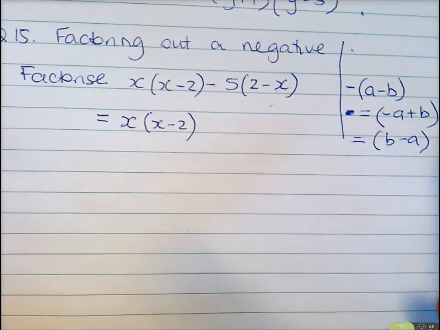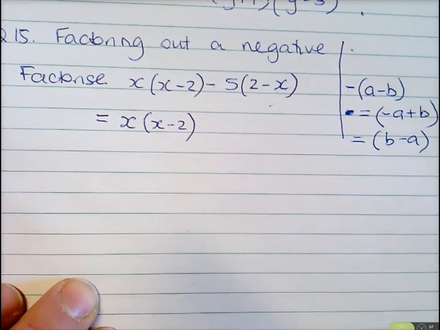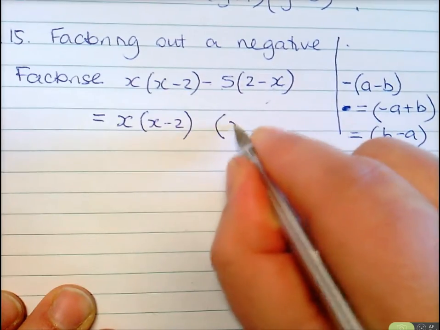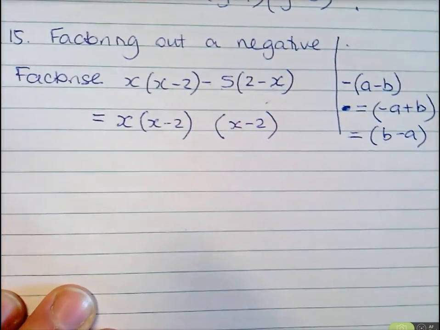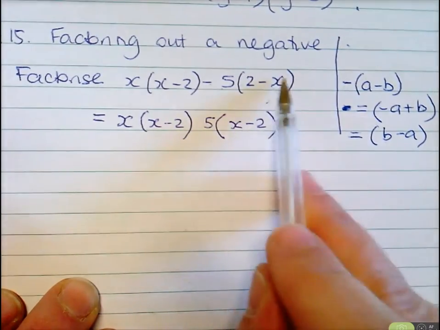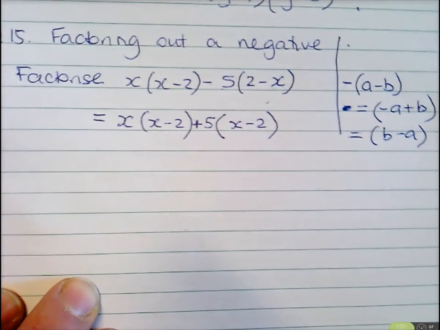If you've got negative a plus b, that is the same as plus b minus a, which is just b minus a. So in this question here, I don't want 2 minus x, I want x minus 2. So I'm writing it like x minus 2 with a 5 out the front, but because I've changed the sign of both of these, I now change this to a positive.